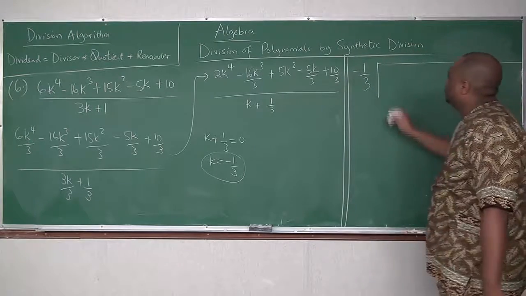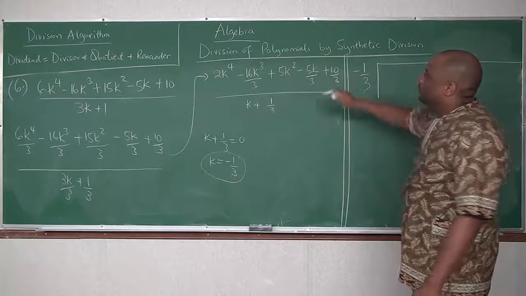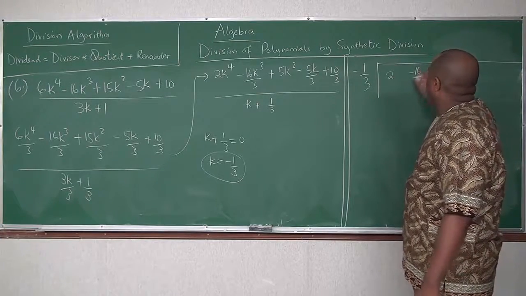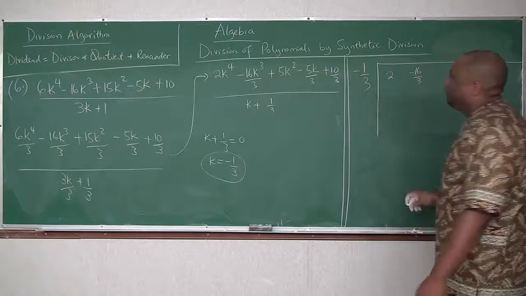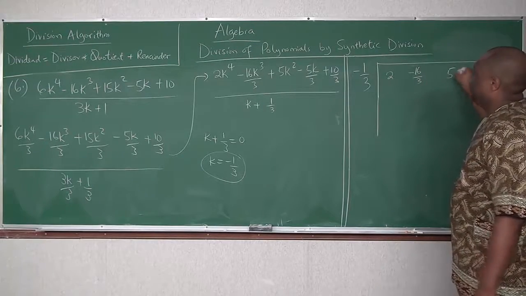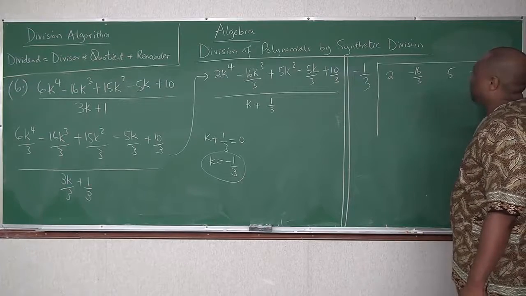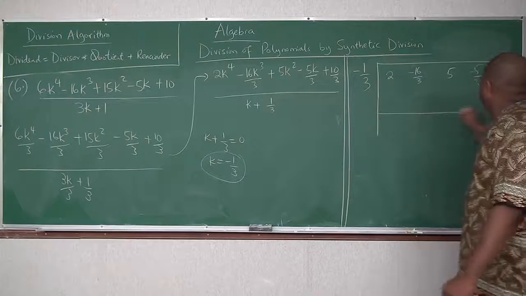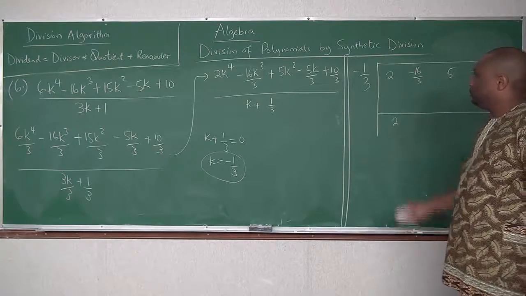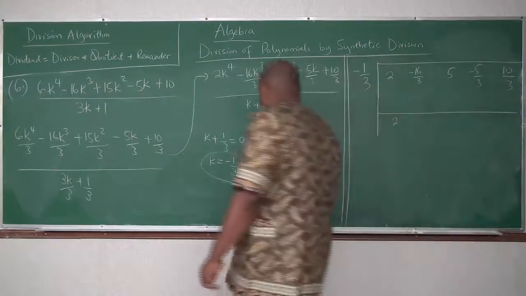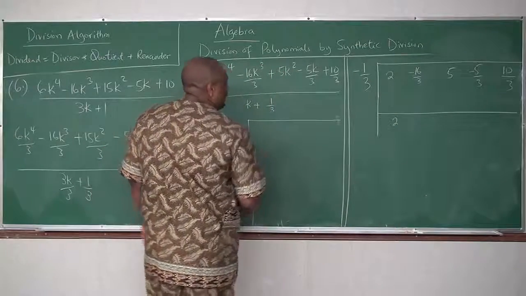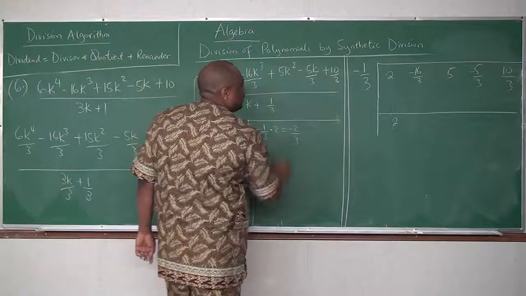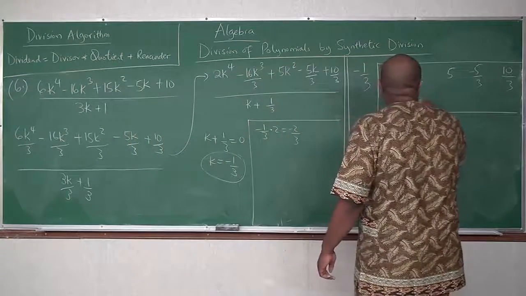And we just set this negative 1 over 3. We set the division process. We put the coefficients. This is 2, negative 16 over 3. This is 5. This is negative 5 over 3. And this is 10 over 3. Okay? We bring down 2. If you want me to show my work, I can. Negative 1 over 3 times 2 is negative 2 over 3. You put negative 2 over 3 here.